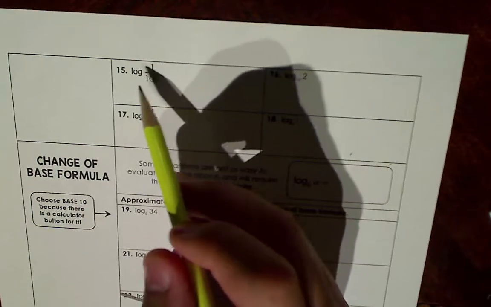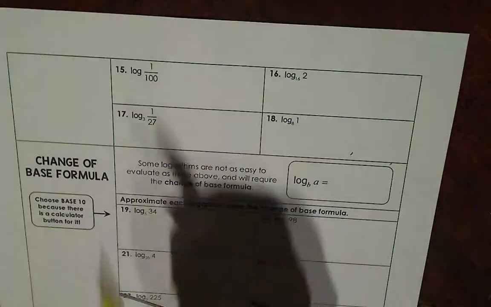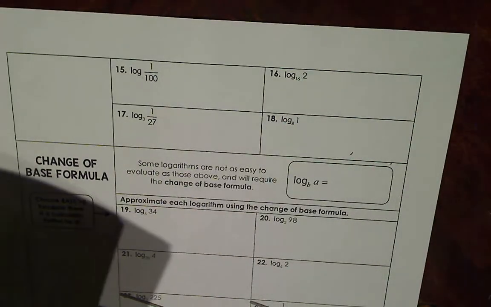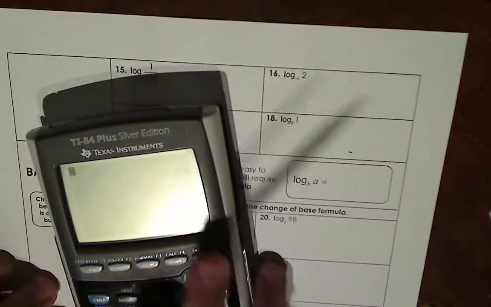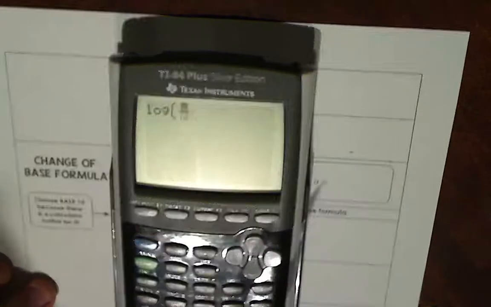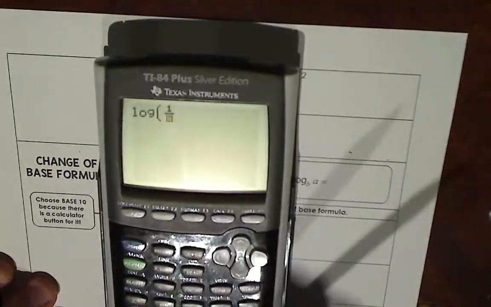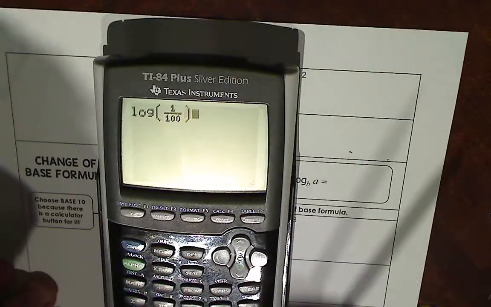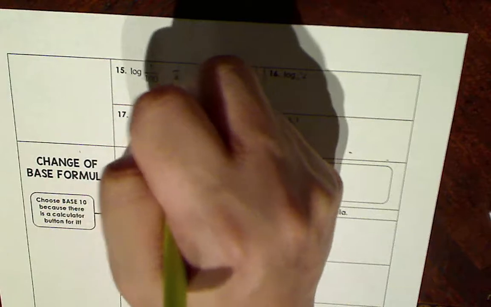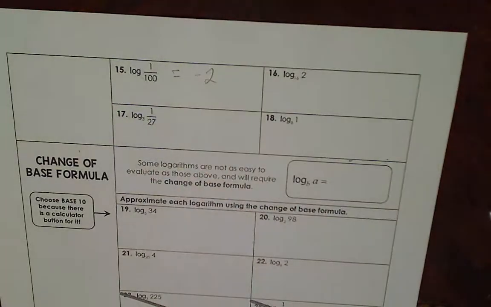So again, log of 1,000. Now, again, this is base 10. So you can actually go log of 1 over 100, and that's going to be equal to -2.